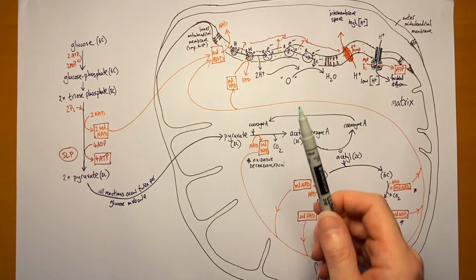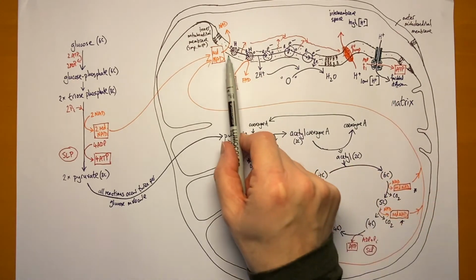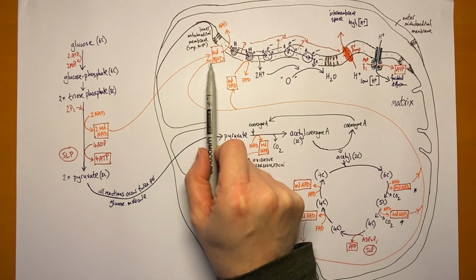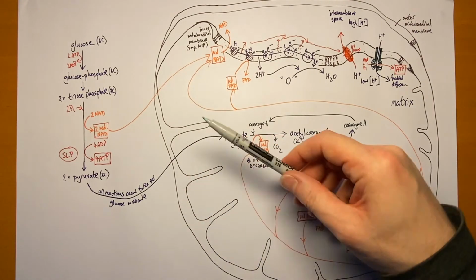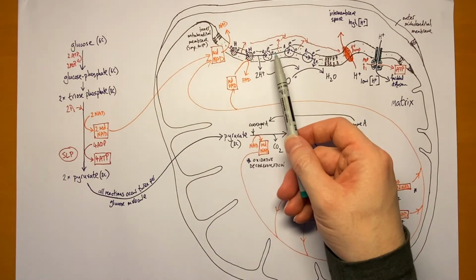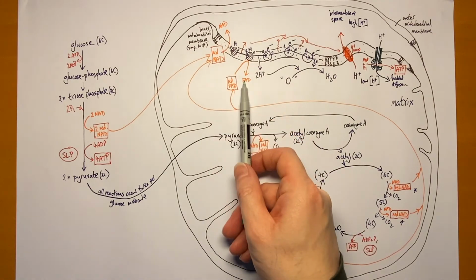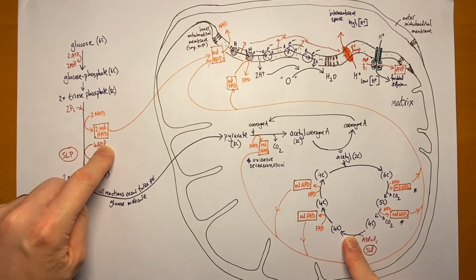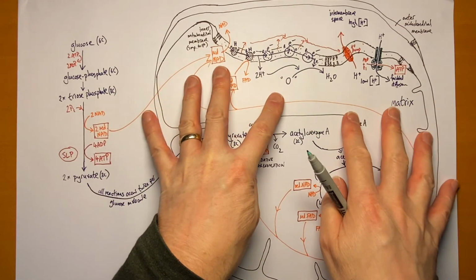But more importantly than that, in some ways, because none of this is moving, the reduced FAD and the reduced NAD can't offload their hydrogen, which means we don't get NAD and FAD made, which can then go back to all these processes. The whole lot grinds to a halt.